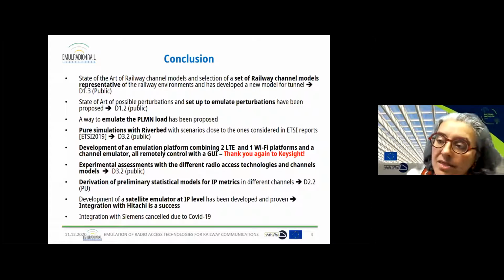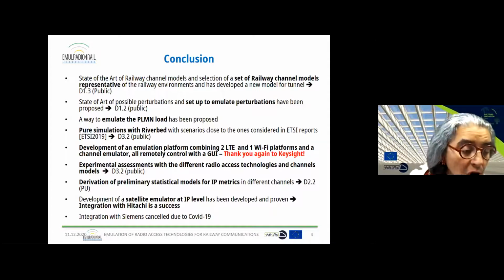I think this deliverable will be a good recipe book if you want to emulate some different kinds of perturbation, as Laurent has presented. Also, thanks to the expertise of DTU colleagues, we were able to emulate the load of the fixed network of the PLMN network. And we have been able to obtain some preliminary results.